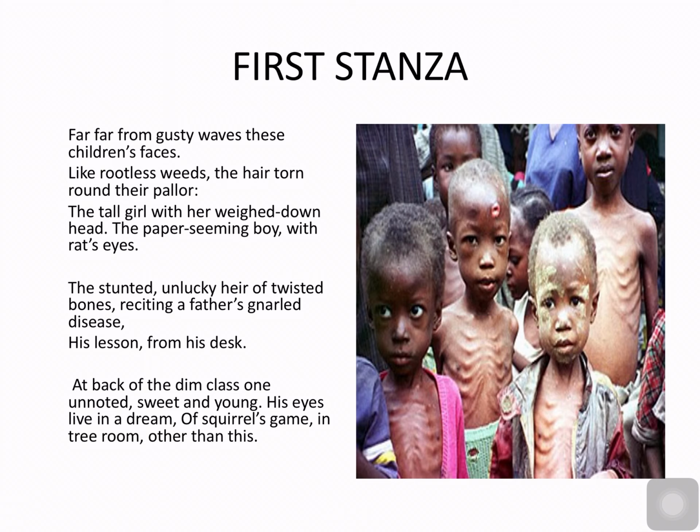Let's recite the poem. The first stanza: Far, far from gusty waves, these children's faces, like ruthless wits, the hair torn round their pallor. The tall girl with her weighed down head, the paper-seeming boy with rat's eyes, the stunted, unlucky heir of twisted bones, reciting a father's gnarled disease, his lesson from his desk. At back of the dim class, one unnoted, sweet and young, his eyes live in a dream of squirrel's game, in tree room other than this.